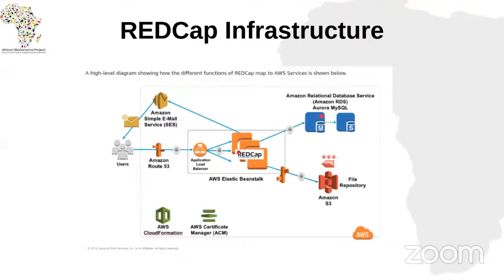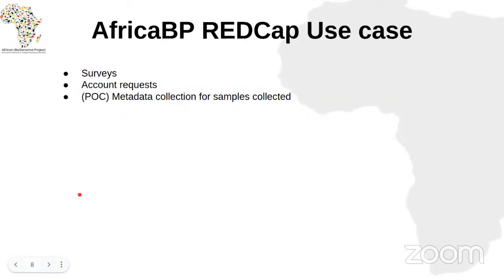Redcap goes one step further where they separate the database and the file upload services from the web front end for the system. This is fee-based for the resources itself, but you can put the nonprofit license of Redcap in there. So just bear in mind that this is a charge for the resources. I see that I've got about 5 minutes left, so I'll speed up a bit. In terms of the use cases for AfricaBP, at the moment we're using Redcap to conduct surveys amongst the group itself, the project. We're also using it for account requests. And as a proof of concept, we're looking at using Redcap to collect the metadata for samples that are collected by my colleague Verena.